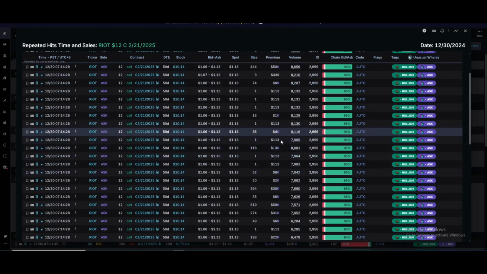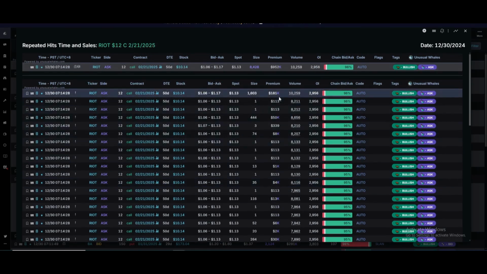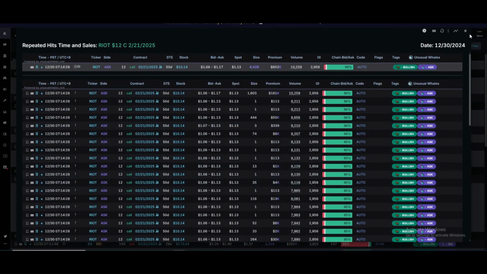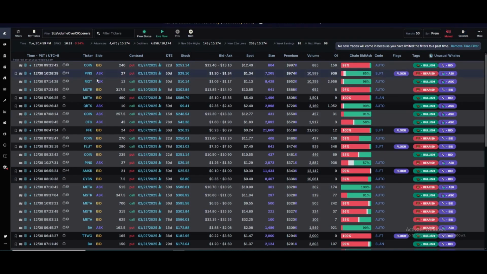So there's multiple big transactions. You can see there's the biggest one right there, 181. But once again, this is still not 100% clear. So now we have this in mind, right? We have RIOT, 12 call, 221. We're going to further investigate.